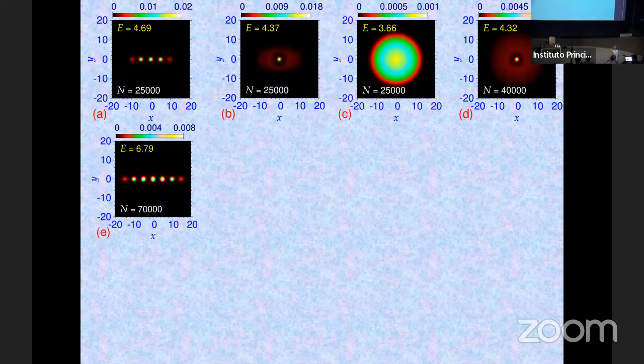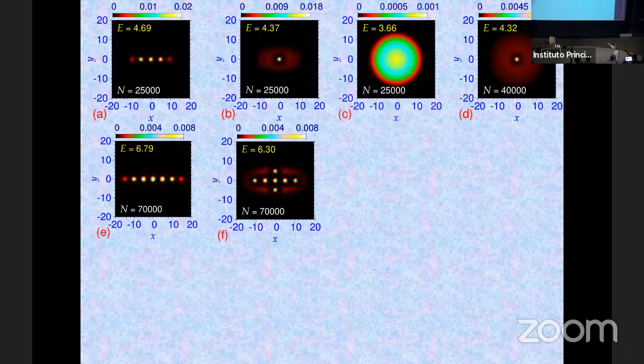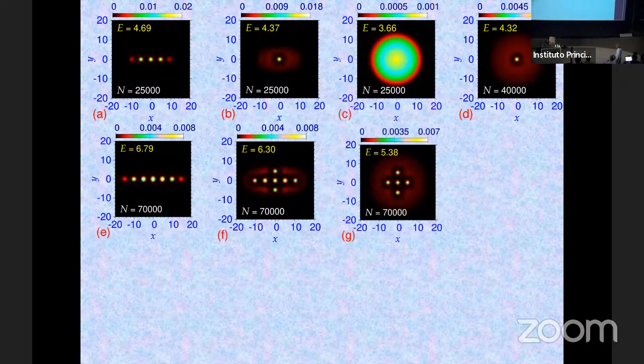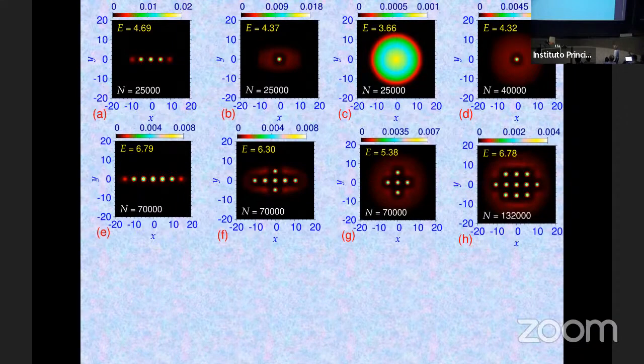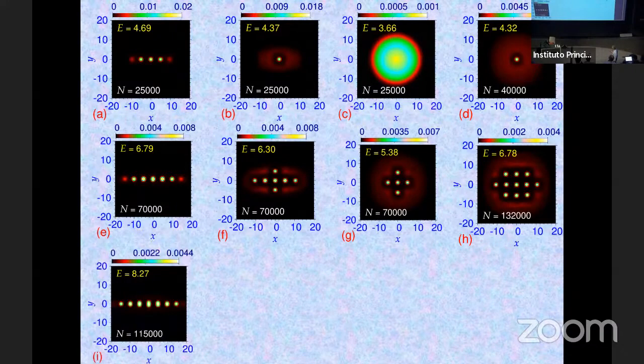And now you take a weaker trap, this is the mixed trap, which is neither strongly 1D nor strongly 2D. So some droplets go in the other direction. And this is the 3D trap, 2D trap. So it is more symmetric. And if you increase the number of atoms in the 2D trap, it makes more droplets. Finally, if we increase the number of atoms further, you have more droplets. And if you come to the middle, some droplets go outside.